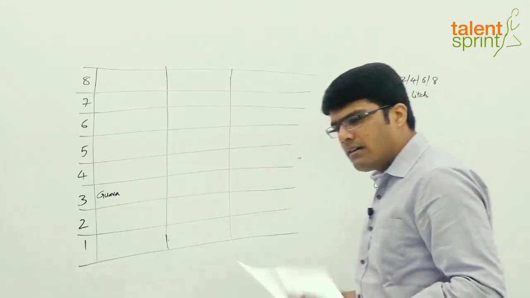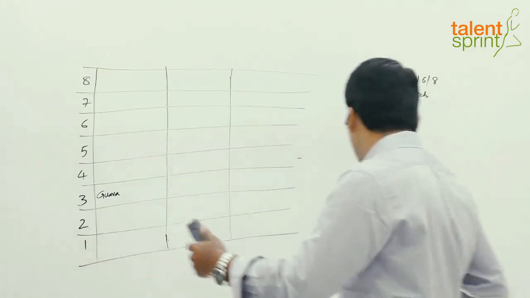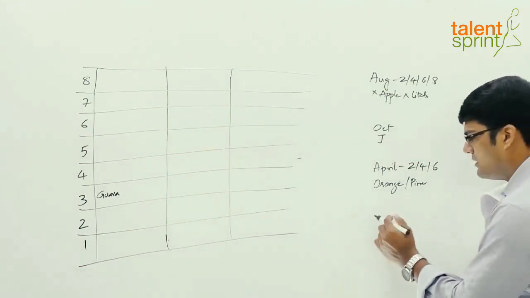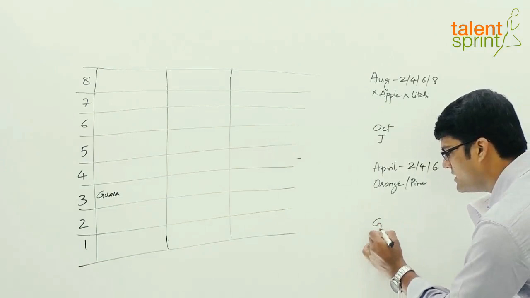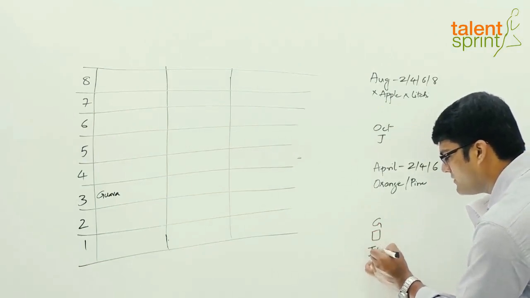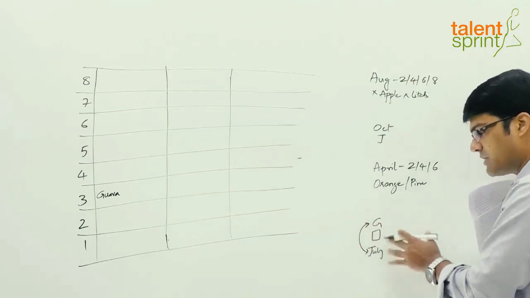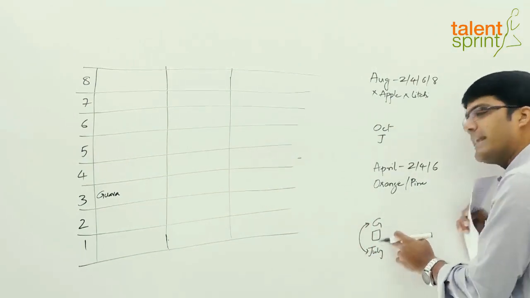I think we better take it in vertical fashion itself, so that we don't get confused later on. So only one person lives between G and July. Let's say G, then there is a floor, and July. And understand, these can be interchanged, right? There are 2 possibilities here. It can be G dash July or July dash G.